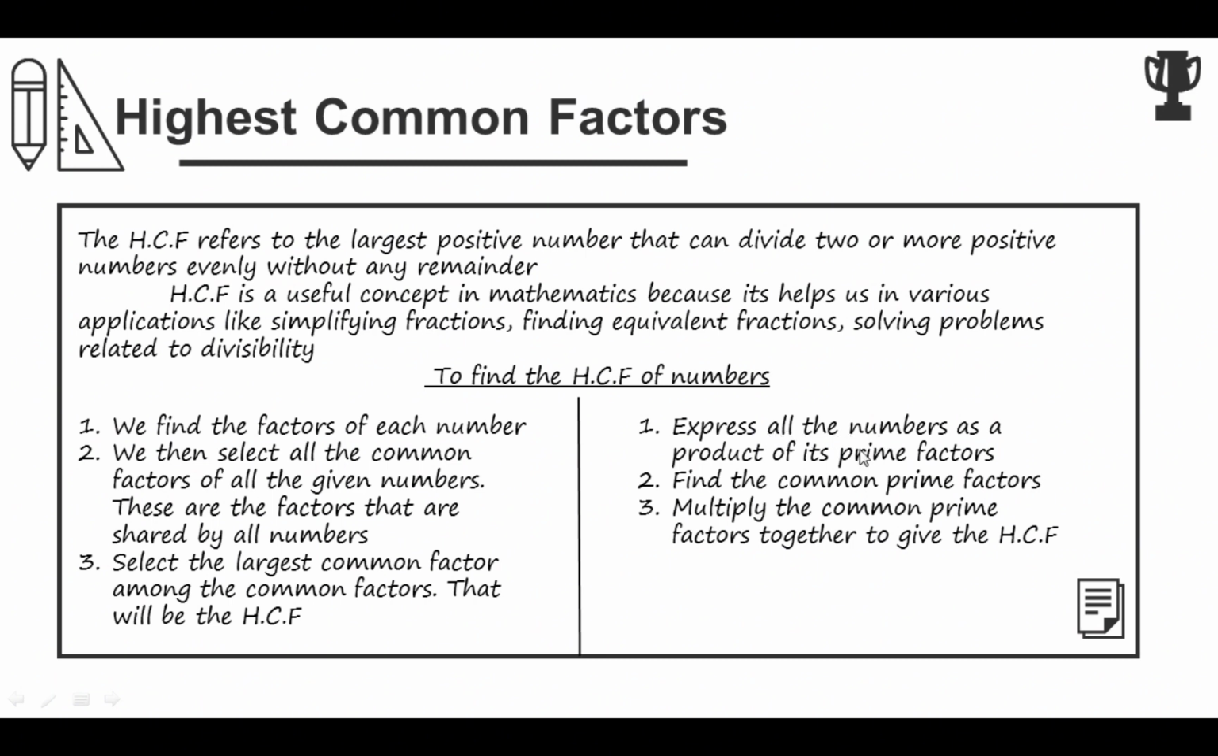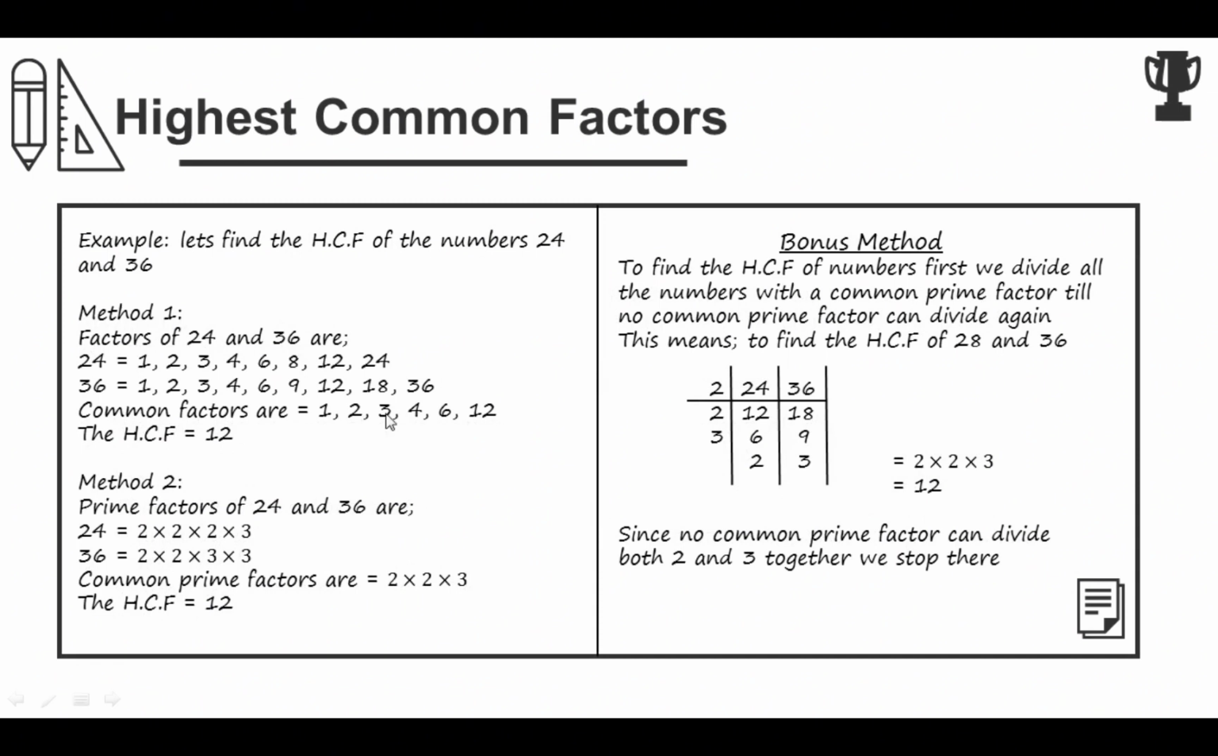For method 2, we express all the numbers as a product of its prime factors. Then we'll find common prime factors. Then we multiply common prime factors together to give us HCF. So let's see an example to let us understand better.